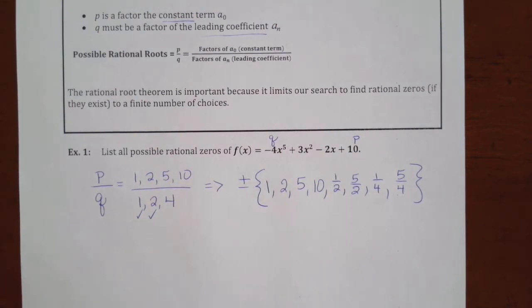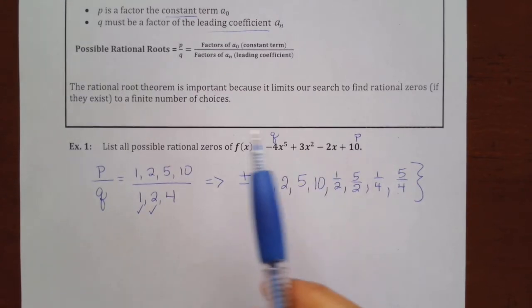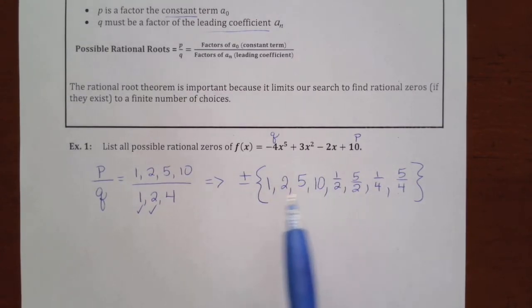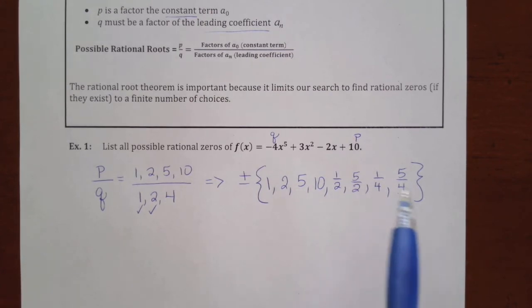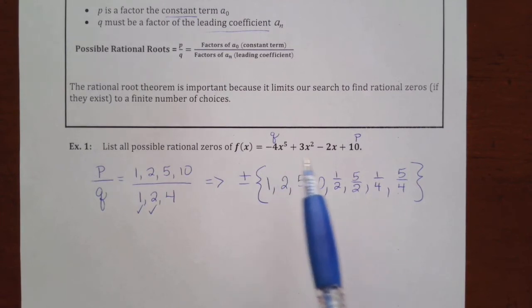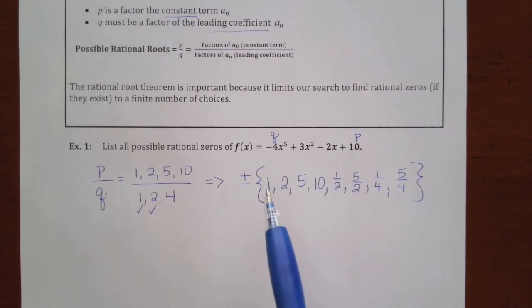So instead of not having a clue where this thing crosses the x-axis, now I have a list of numbers that are reasonable for me to check. I still don't know which ones these are, but then what I would do is I would start with 1 and do synthetic division and see if I got a remainder of 0. If I do, then that's a 0. If I don't, then I would try -1.